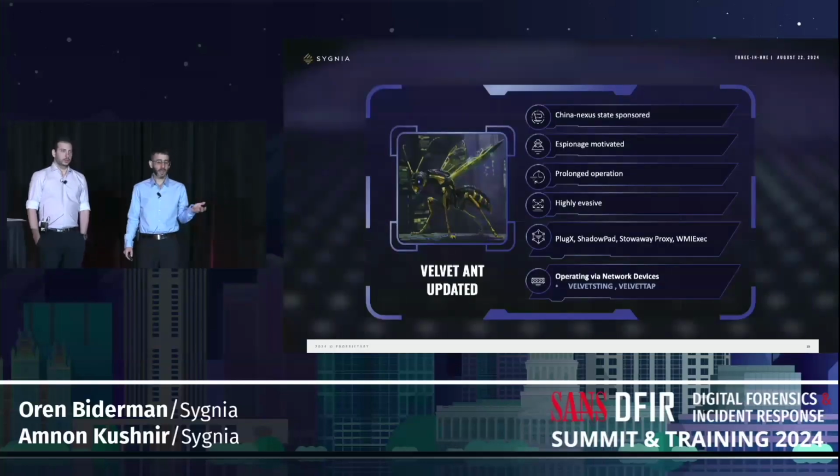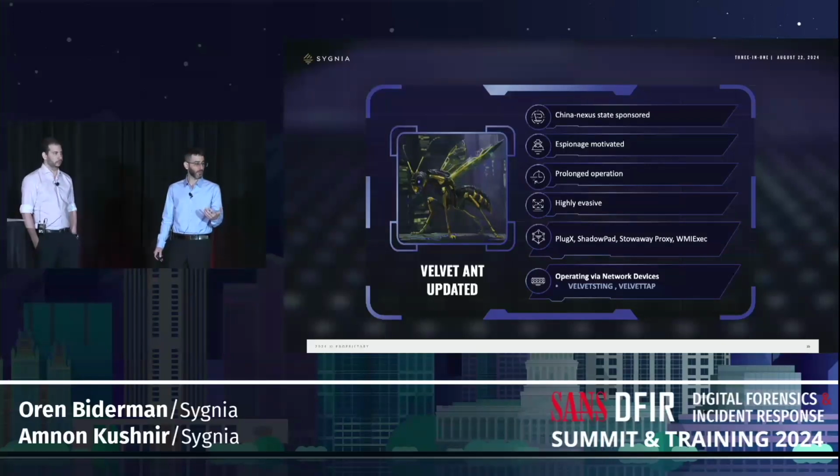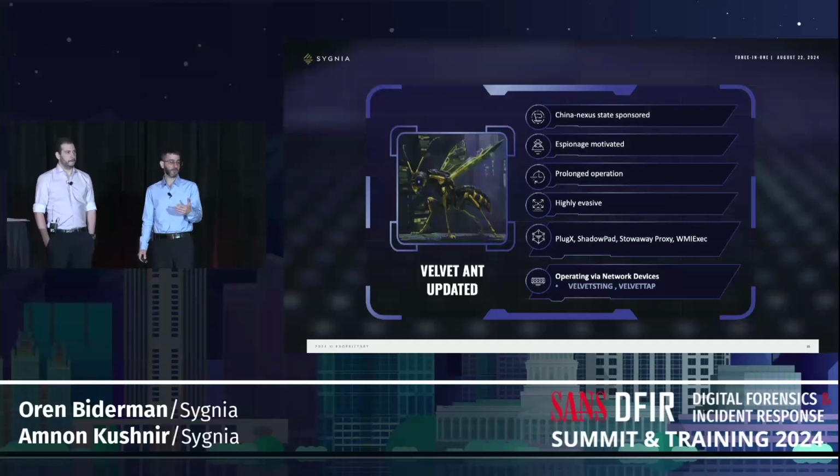So we needed to update the Velvet Ant TTPs, and now it includes operating from network devices, and it includes two new tools, Velvet Sting and Velvet Tap. Velvet Tap is a network tapping tool. Here it was used in order to tap the F5 management interface.